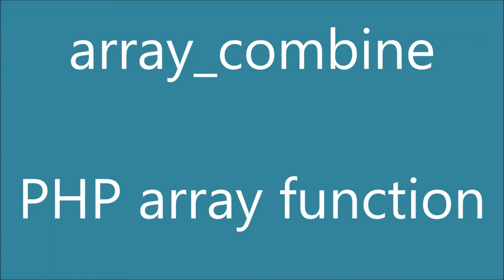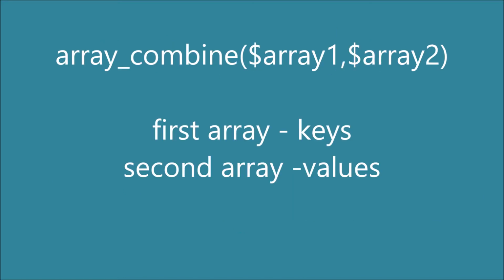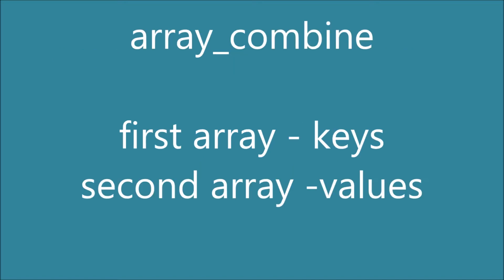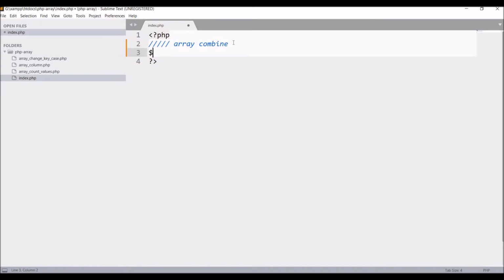So today's topic is the array_combine PHP array function. It takes two arguments, both are arrays, and it will also return an array. What it basically does is convert the first array into keys and take the second array as values. So let's see this by example.